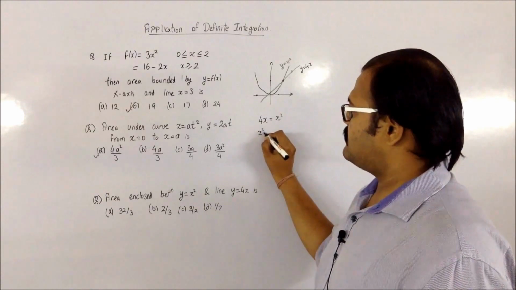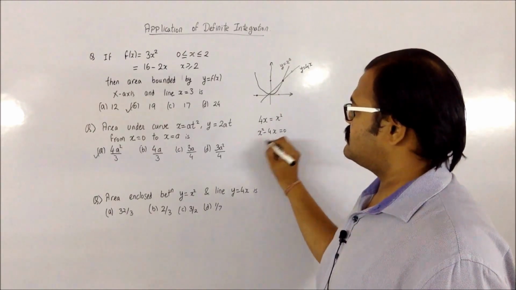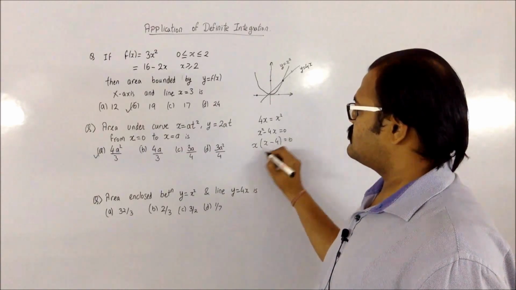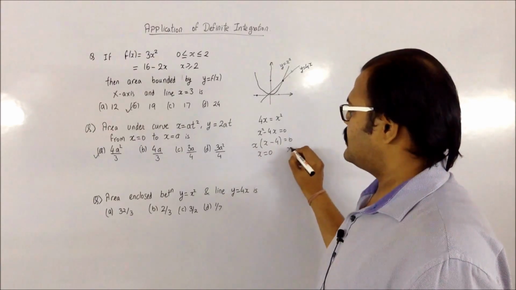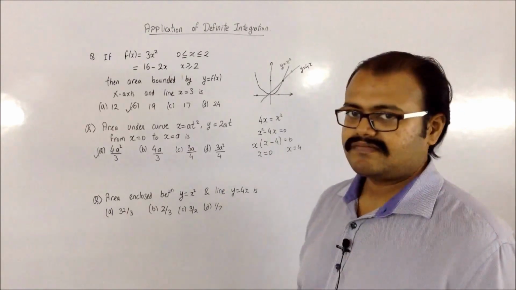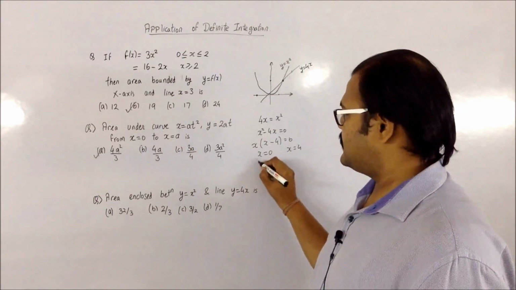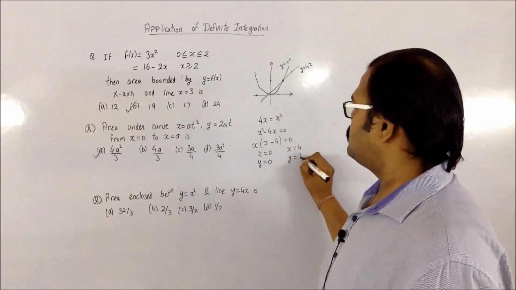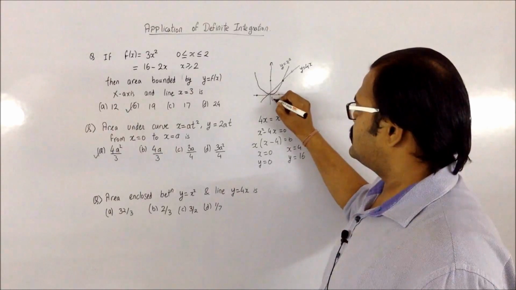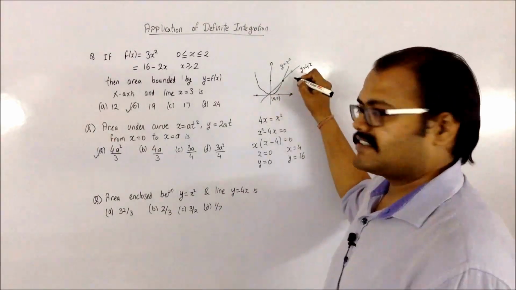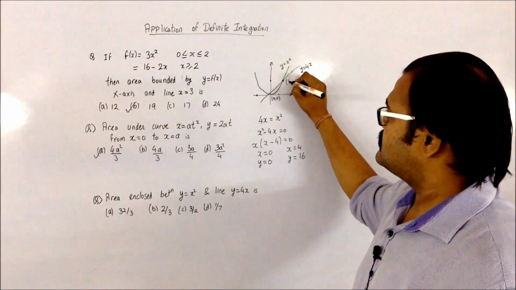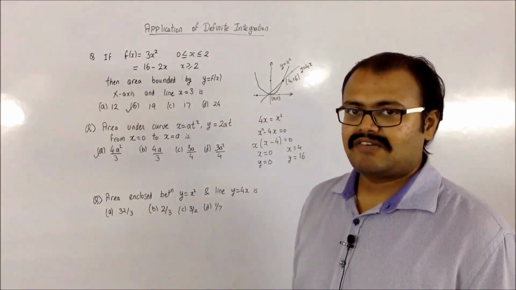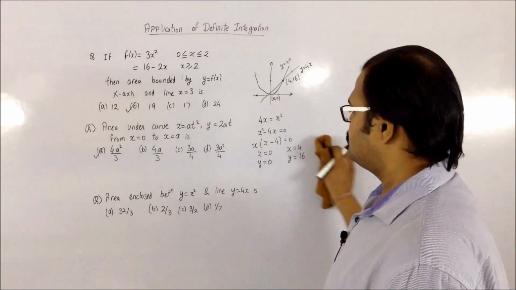So my x square minus 4x equals 0. I will be taking x common. So x into x minus 4 equals 0. So either x is 0 or x is 4. So when x is 0, I will be getting the y value as 0 from this itself, and my y value will be 16 for x equals 4. So that's obvious. This is my 0, 0, which is one of the intersections, and the other intersection is my 4, 16. Once the intersections are known, now I have to go by the formula.